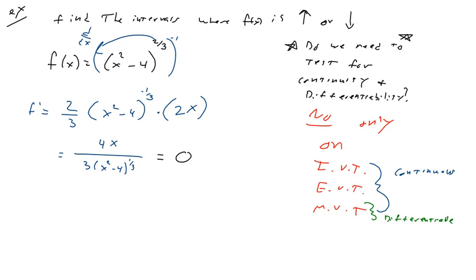Set this equal to 0. And now I have to solve this problem here. What do I do? I have this ugly fraction. This is power of 1/3. Ugly fraction with a radical denominator with a 4x on the top. How do I solve this?